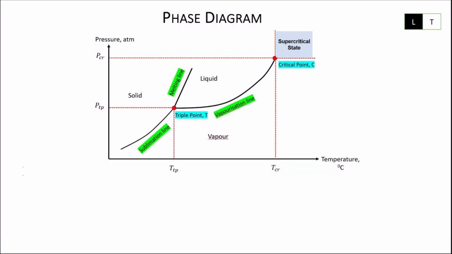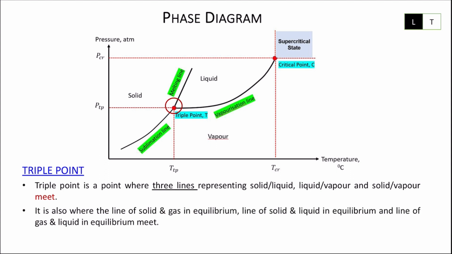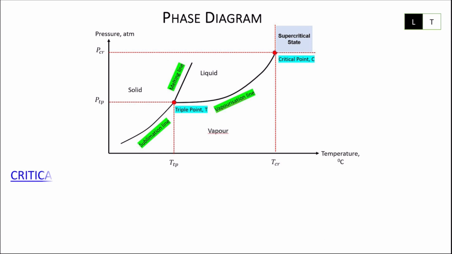So, triple point adalah di mana point yang kita tunjukkan dekat dalam phase diagram ini, where three lines representing solid-liquid, liquid-vapor and solid-vapor meet. Seterusnya, kita juga boleh faham ianya adalah antara line solid gas in equilibrium, solid liquid in equilibrium and gas liquid in equilibrium. So triple point adalah point yang menghubungkan semua tiga phases exist in equilibrium. Next one, kita ada critical point. So critical point dekat sini saya dah bulatkan.